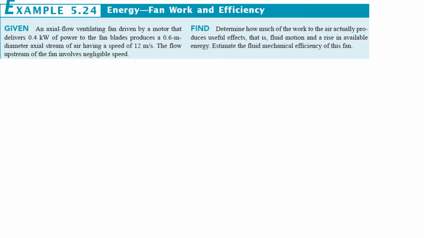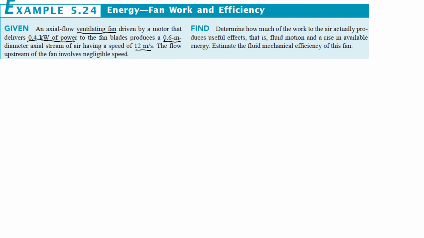So let's look at this example 5.24 from your Munson book. An axial ventilating fan, an exhaust fan as we normally know it, driven by a motor that delivers 0.4 kilowatt of power. So this is the power of the motor to the fan. Blades produce a 0.6 meter diameter axial stream of air having a speed of 12 meter per second.